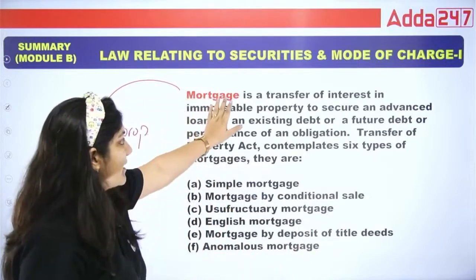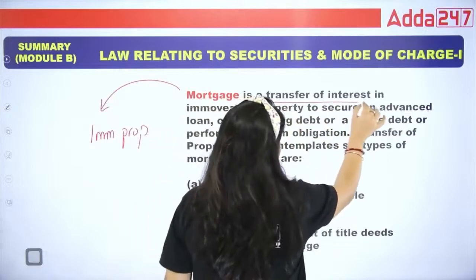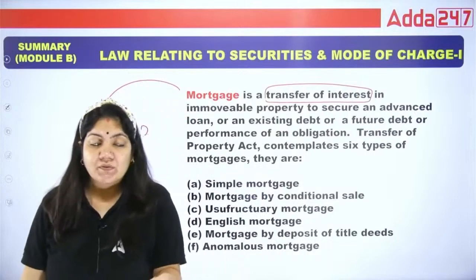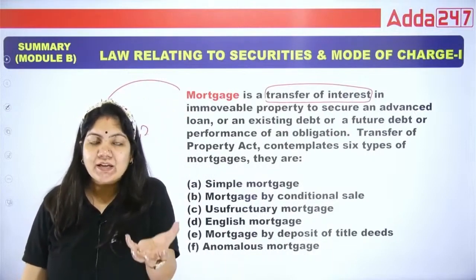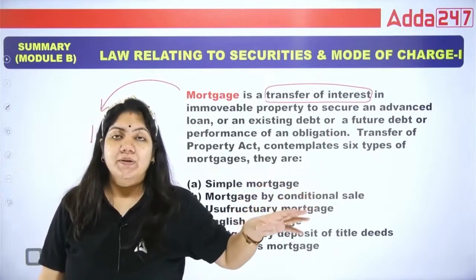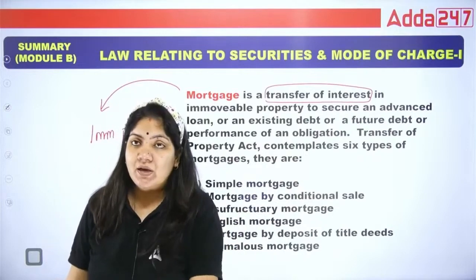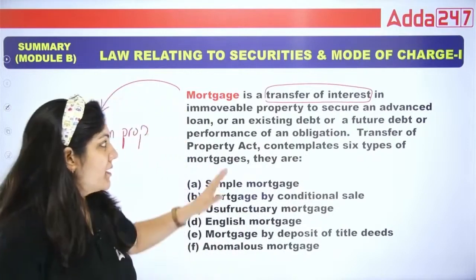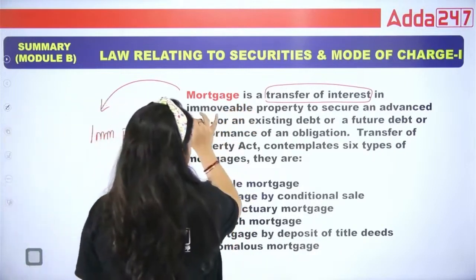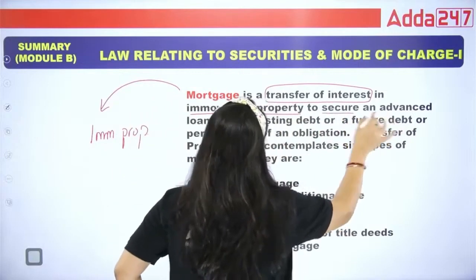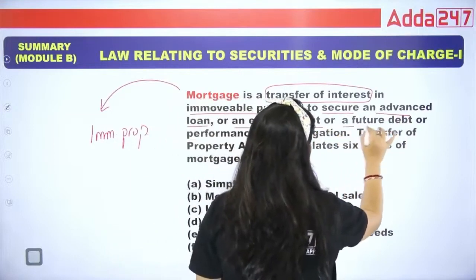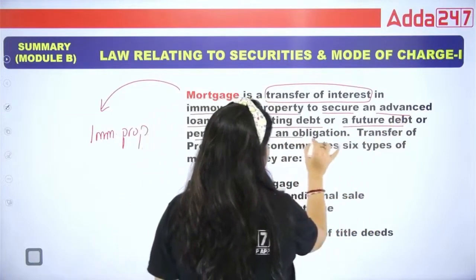Okay, so you can see that mortgage is a transfer of interest. Why is it called transfer of interest? Because actually we do not take the immovable property, just like land and house, in our hand and move to the other place. No, the immovable property we cannot displace from the place. So that's why in the mortgage we are actually transferring the interest in the immovable property to secure an advance loan, an existing debt or a future debt, and the performance of obligation.